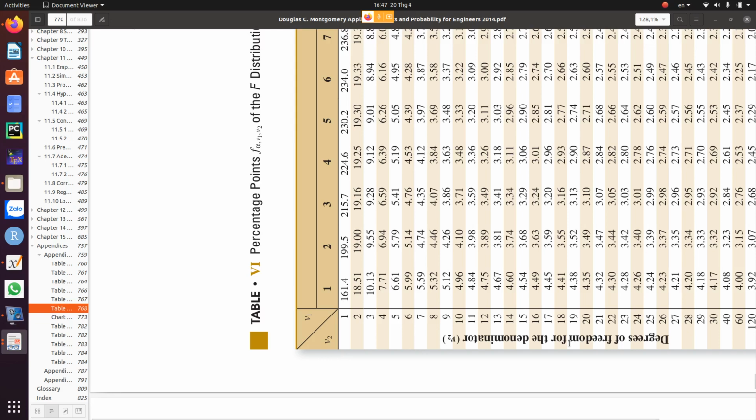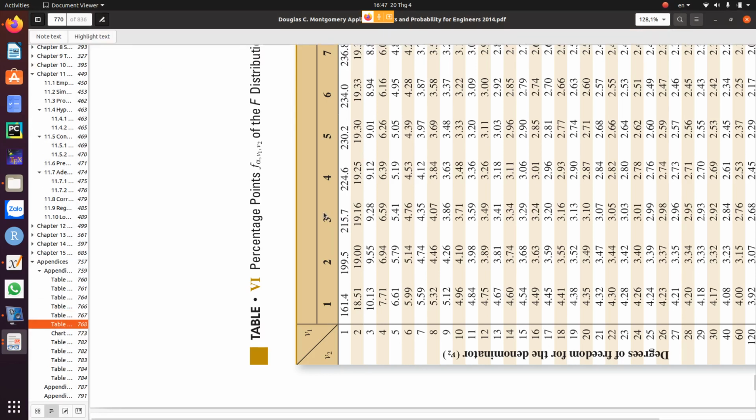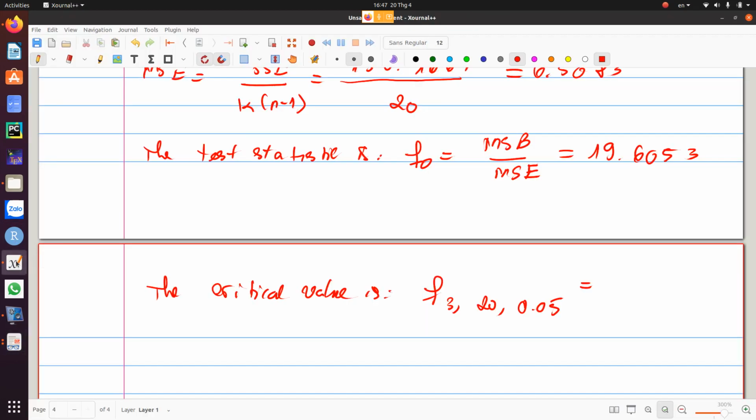We need the numerator 3, so number 3 is here. Then the denominator is the first column. We're looking for 20, so we have 20 and 3. At the cross position, we have 3.10. Got this? Can you see? 3.10. Okay. So now return to the board. We write the critical value is 3.1.